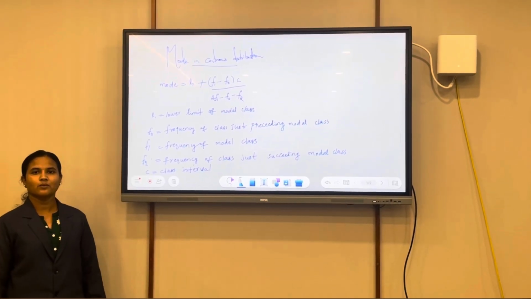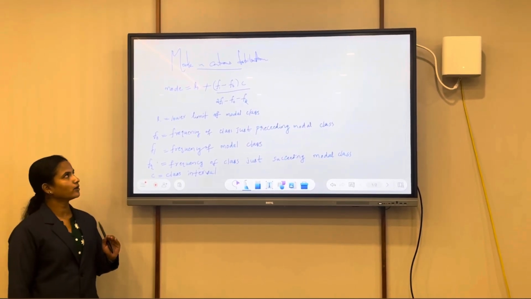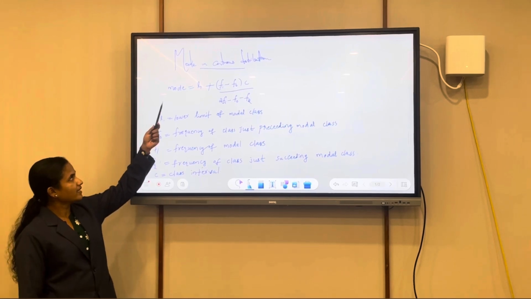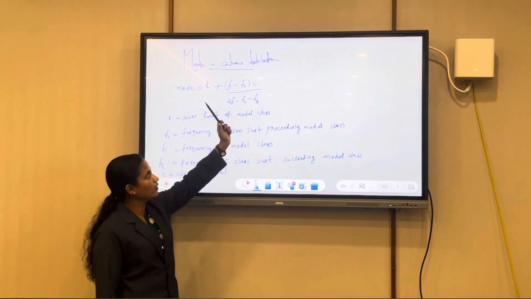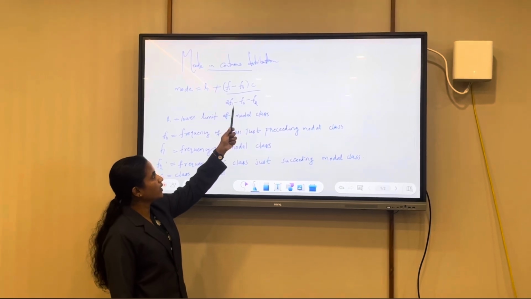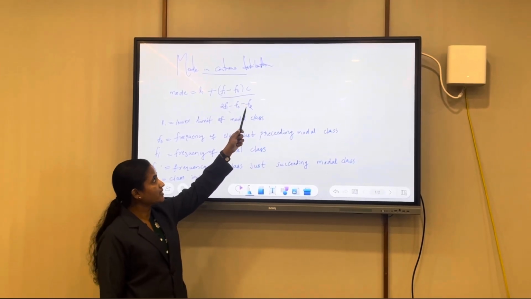What is mode? Mode is the number which occurs maximum number of times. So let us discuss the equation. Mode is equal to L1 plus (F1 minus F0) into C divided by (2F1 minus F0 minus F2).